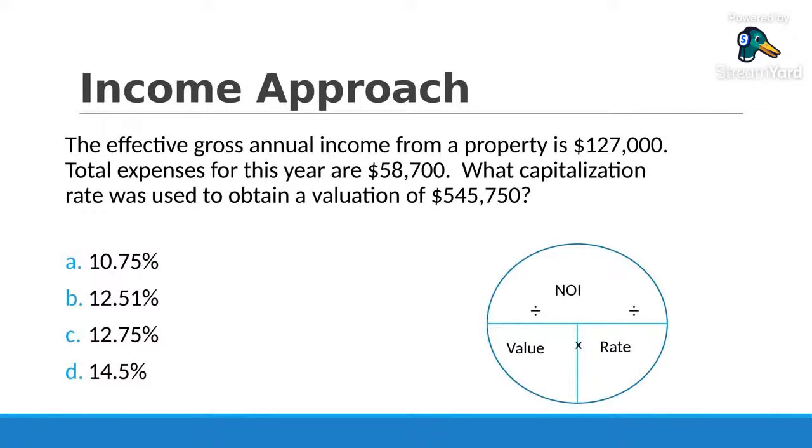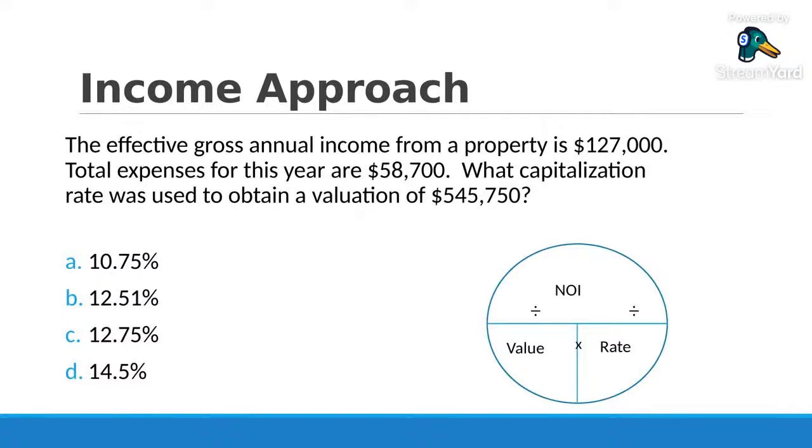All right, so on this example, the effective gross annual income for a property is $127,000. Total expenses for this year are $58,700. What capitalization rate was used to obtain a valuation of $545,750? So, from the example, the gross effective annual income is 127.